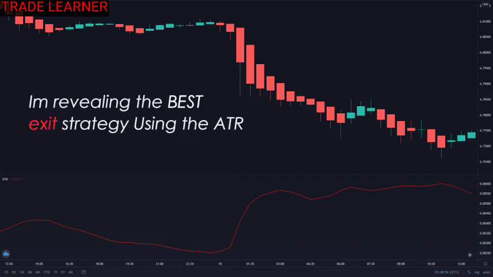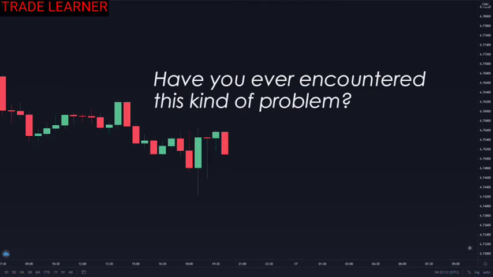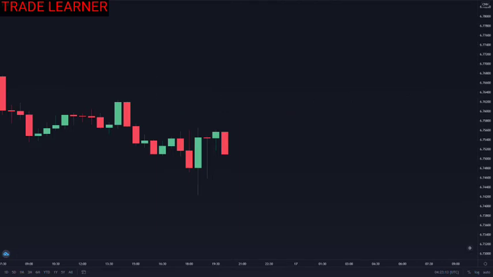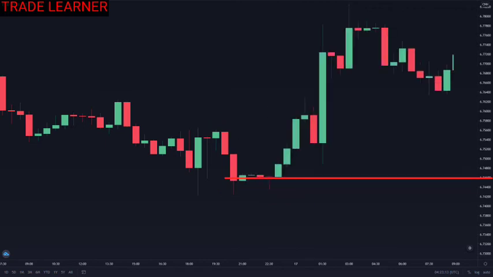So now, I'm going to show you exactly when to exit a trade to get as many profits as possible using the ATR. So when trading, have you ever encountered this kind of problem where, for example, let's say you received a long signal here, and let's say because you normally use a 13 pip stop loss, you also decided to use it here. But the price instead drops downwards and hits your stop loss only for it to go back up again. So you've closed your trade early and missed the trend.